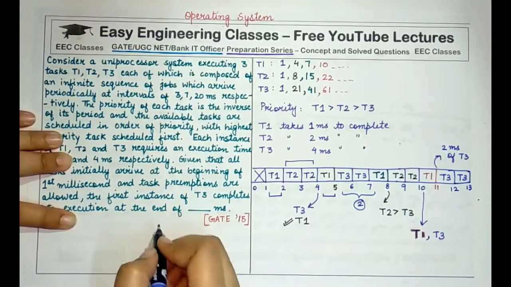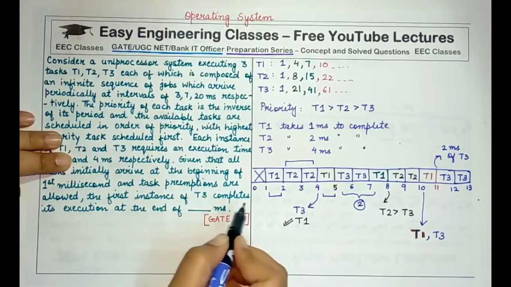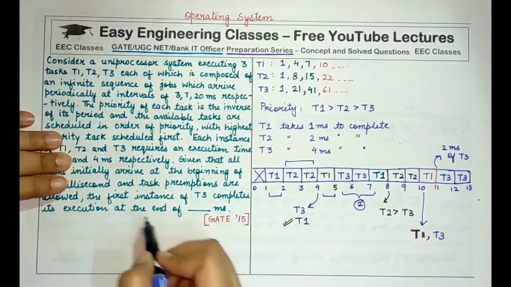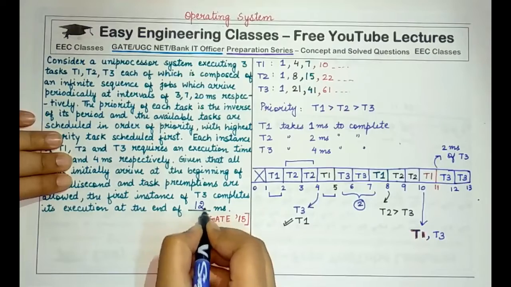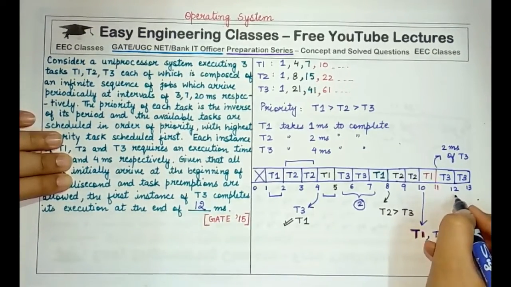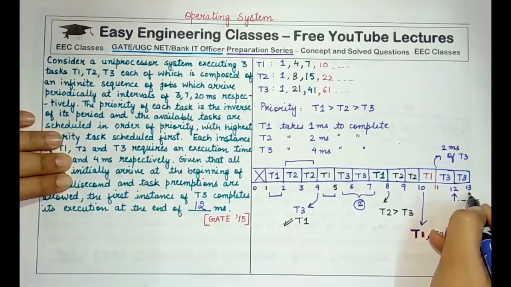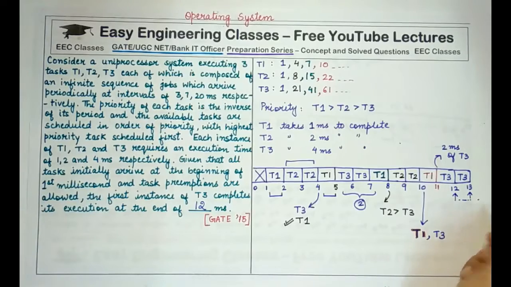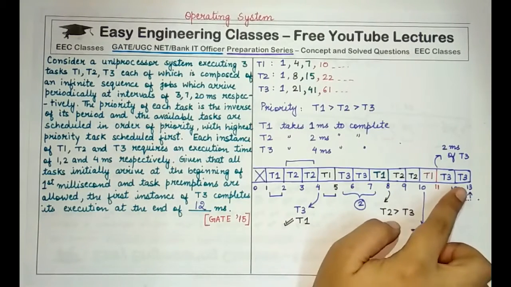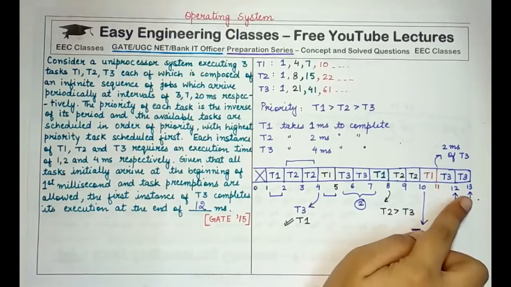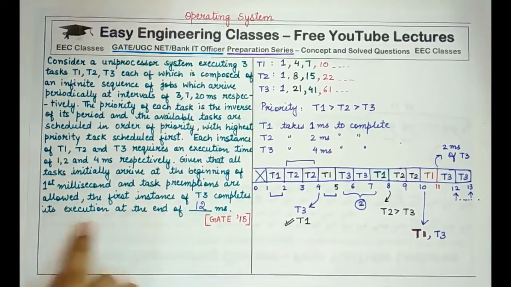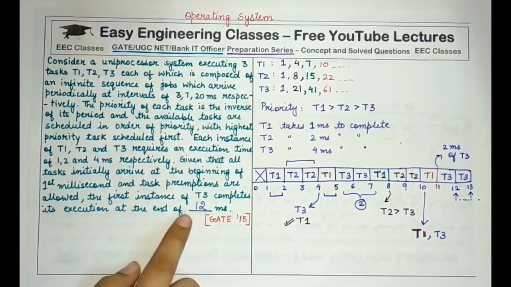Therefore, what would be the answer in this case? The first instance of T3 completes its execution at the end of 12 milliseconds, because the 12th millisecond started at this point and ended at this point. Therefore, T3 completed its execution at 12 milliseconds. I would request the students to be very careful in such questions, because sometimes they correctly calculate this answer but still write the answer as 13. So please read the question very carefully. It's asking at the end of which millisecond. Therefore, the answer would be 12.